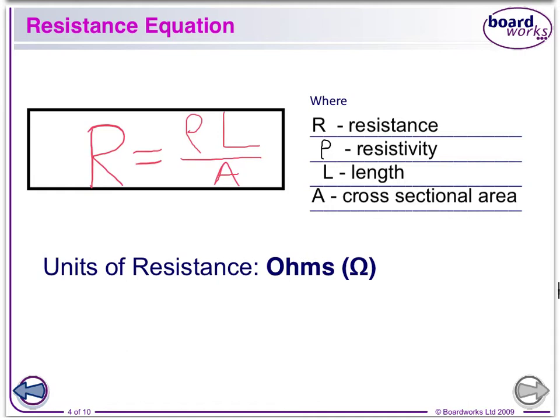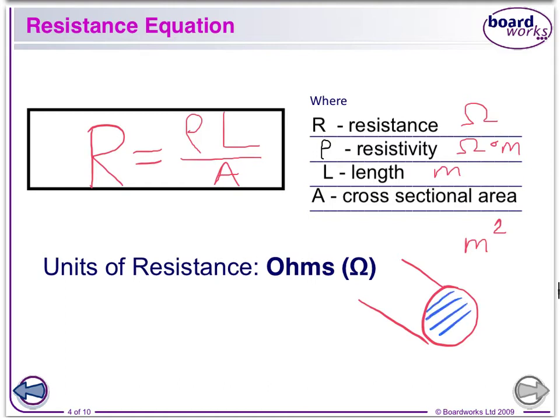And again, these variables are R for resistance, which is measured in this unit ohms, rho for resistivity, which is measured in ohms times meters, length, which is measured in meters, and cross-sectional area, which is measured in meters squared, because it is an area, the area of the wire. So if I have the wire coming down and I cut it in half, this region is going to be my cross-sectional area. And again, really important, the units of resistance are ohms. Ohms, it's a new unit, but you need to get used to it.